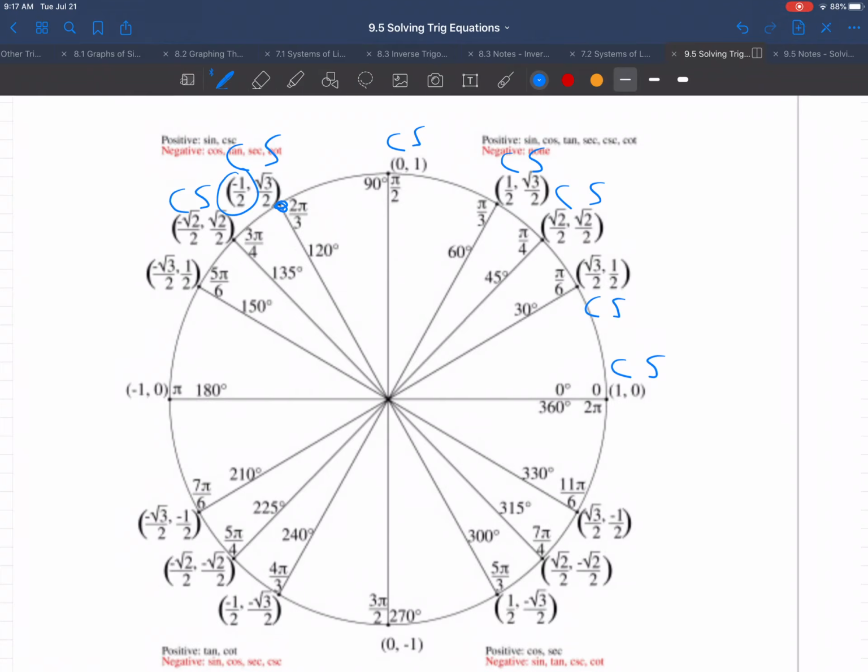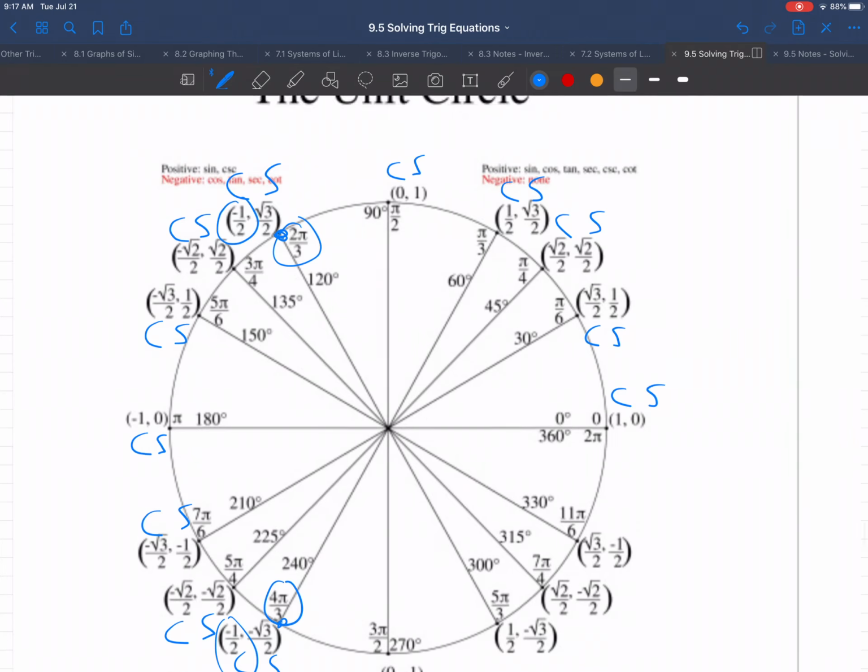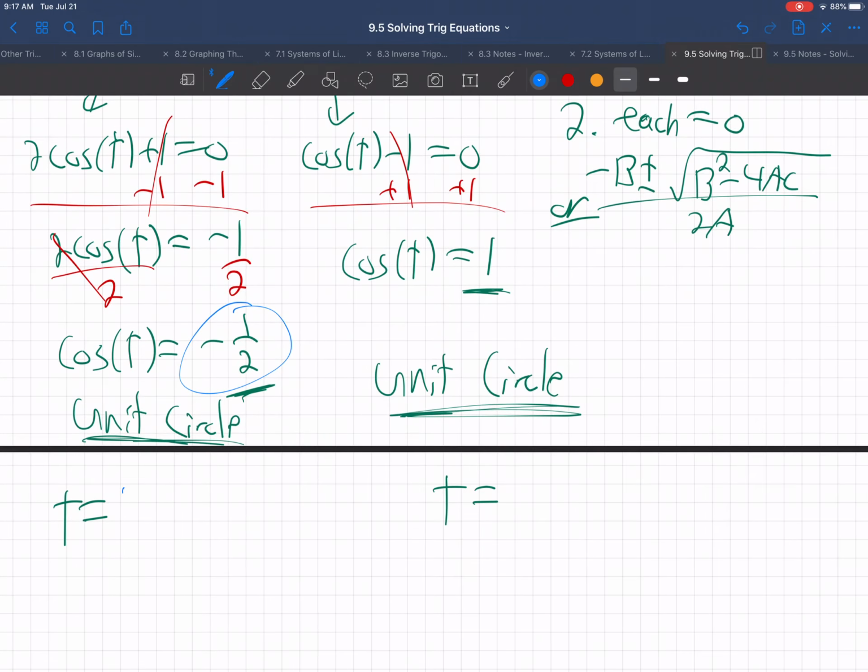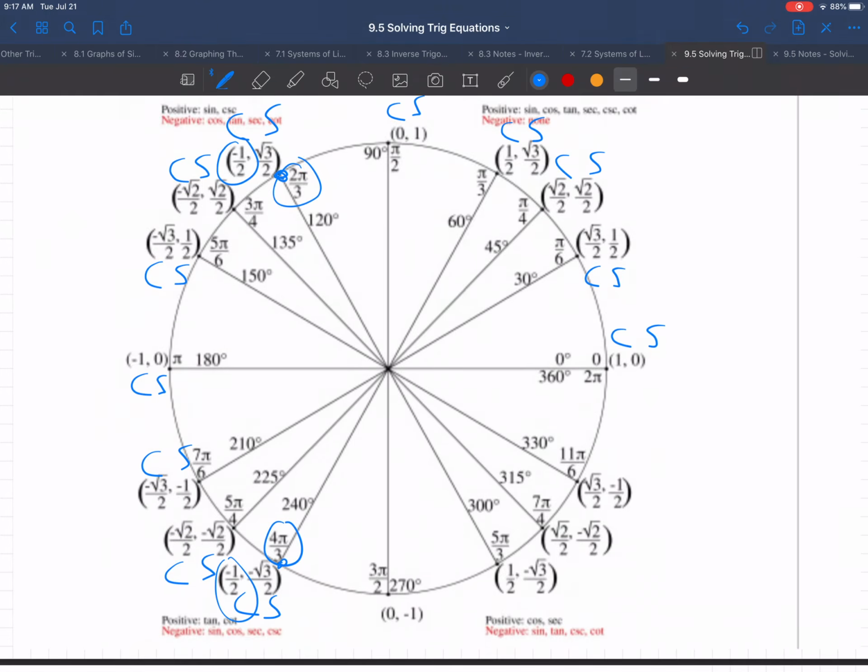Let's keep going. So there's always two answers, right? Cosine, sine, cosine, sine. There it is. Cosine's minus a half. So boom. So 2 pi over 3 and 4 pi over 3. Cosine's minus half. Where's cosine 1? Right there.